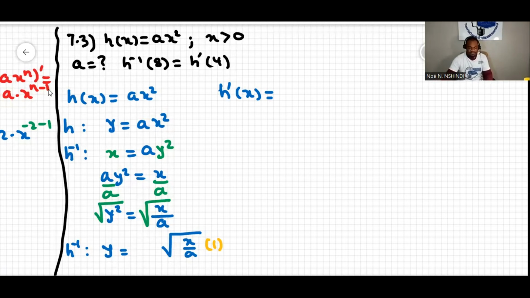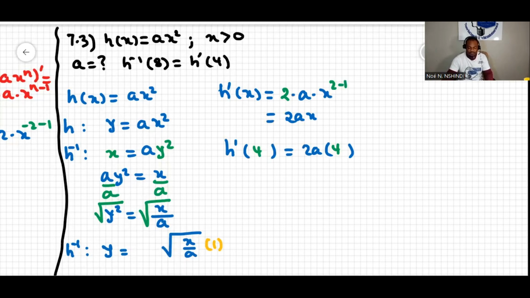This means it's going to be 2, the exponent comes down, times a times x to the power of 2 minus 1. And then this will be 2ax. Now, because it is h prime of 4, wherever we have x, we're going to substitute the value 4. Sub 4 there, sub 4 there. So h prime of 4 will be 8a. So this is function 2.